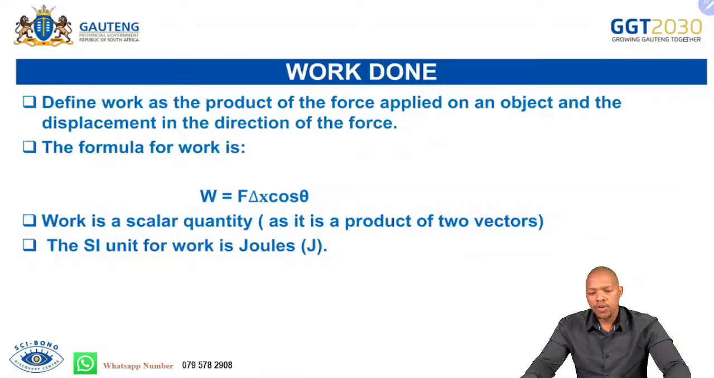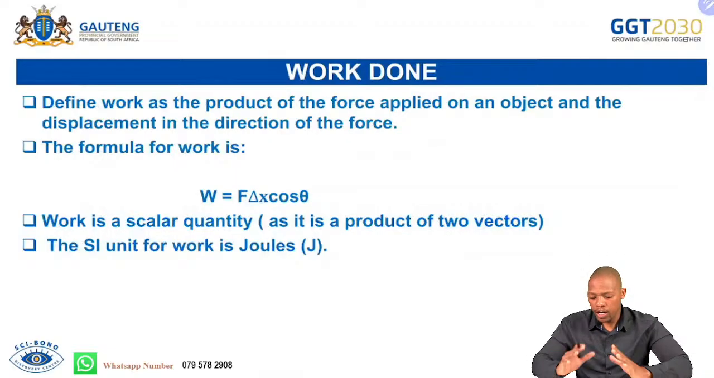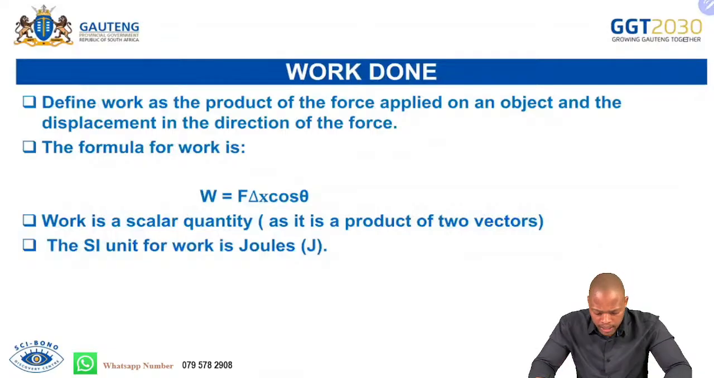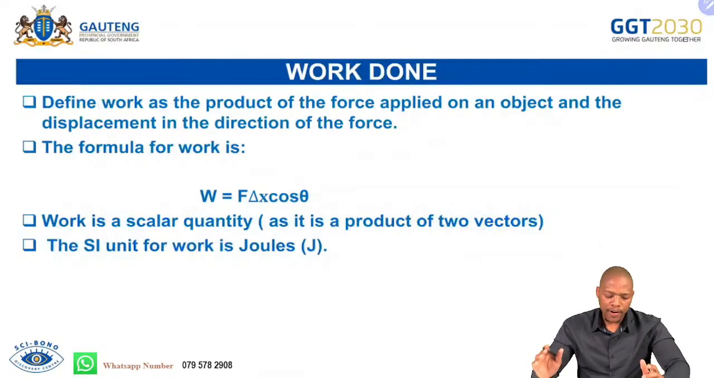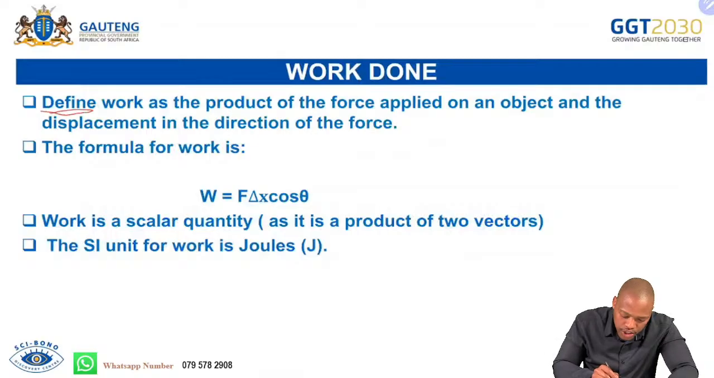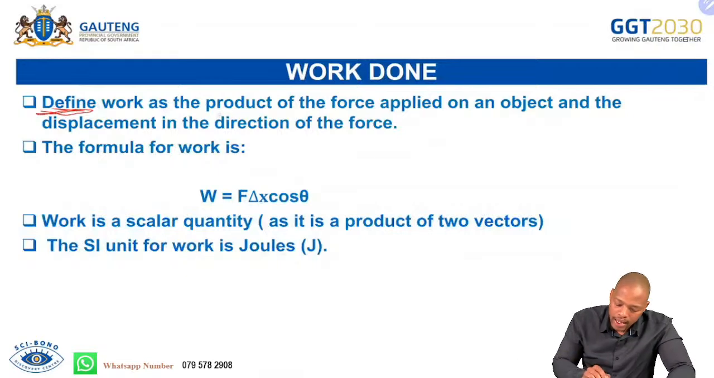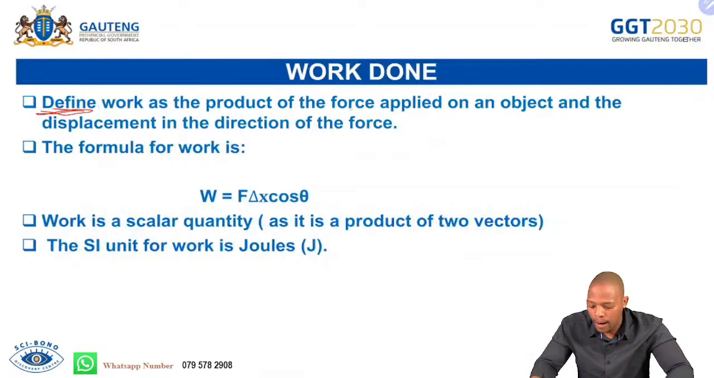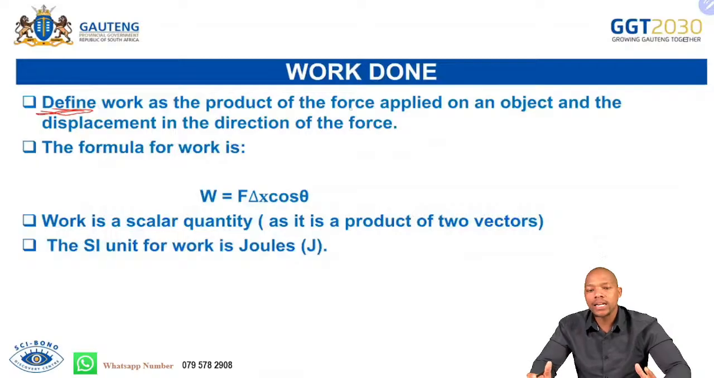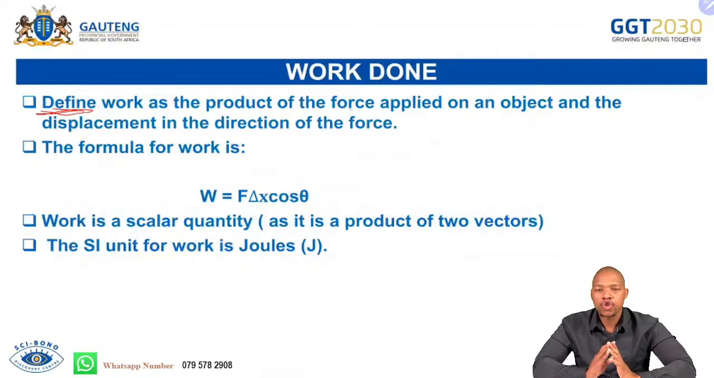All right, so let's get into the first concept, as we have 3 concepts to deal with for today. And the first concept is work done. Remember, we are just doing a revision, so we'll be focusing more on the most important things that one must know. But the first most important thing, definition. Let's be able to define work done. What is work done? We define work done as the product of the force applied on an object and the displacement in the direction of a force.